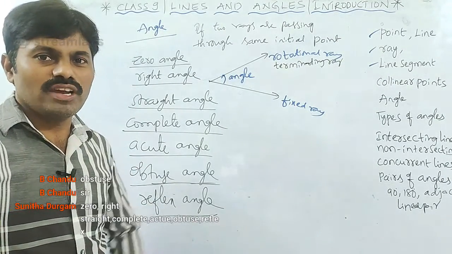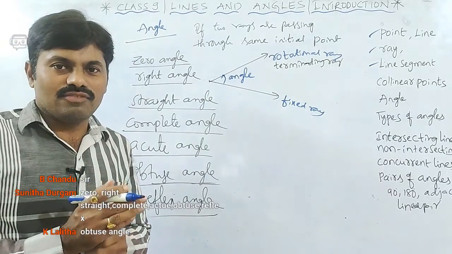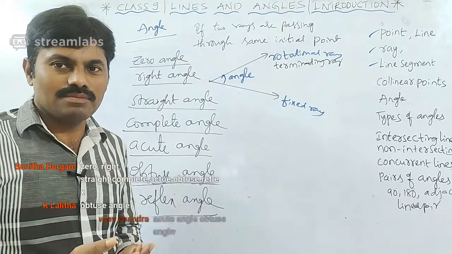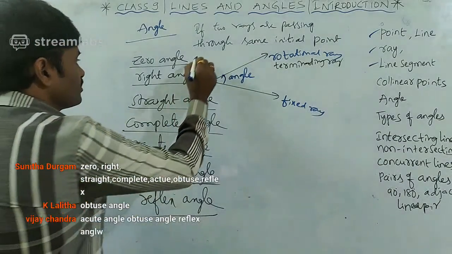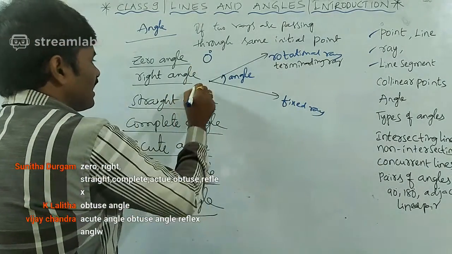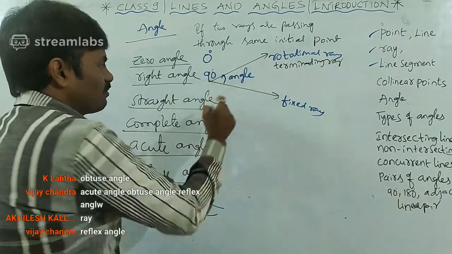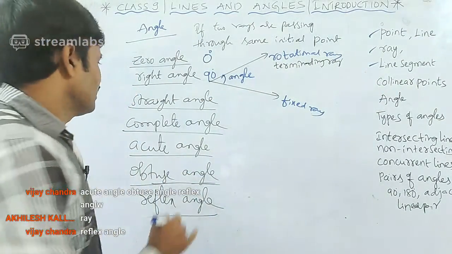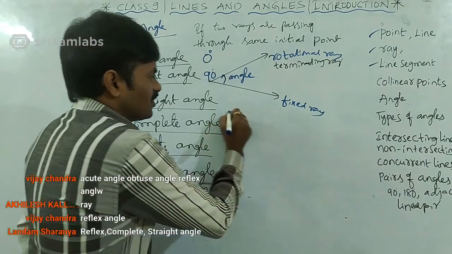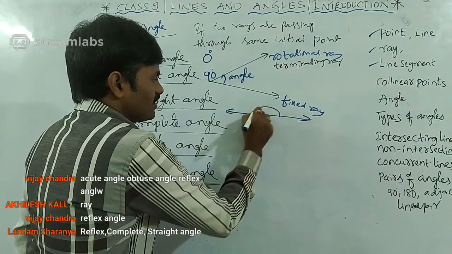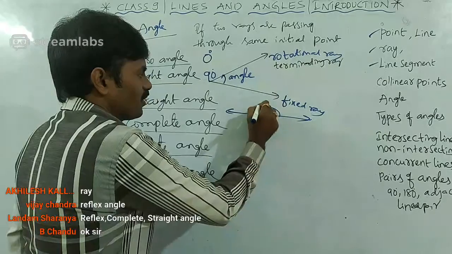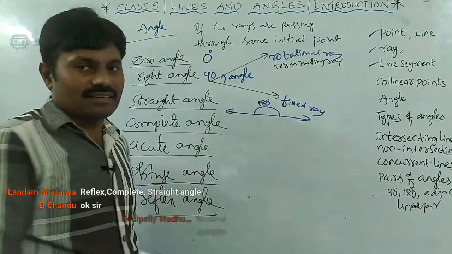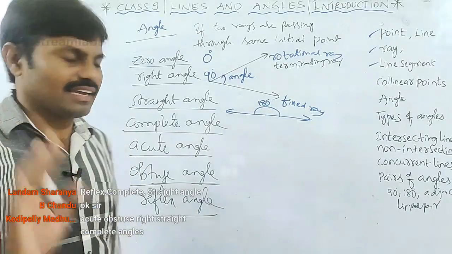Now what about zero angle? If you measure an angle and you get 0, that is a zero angle. Zero angle means 0 degrees itself. Right angle: if the angle between two rays is equal to 90 degrees, we call it a right angle. Straight angle: if the angle between these two is 180 degrees, we call it a straight angle.